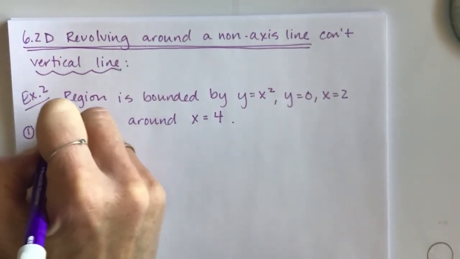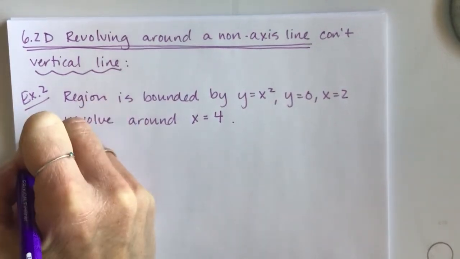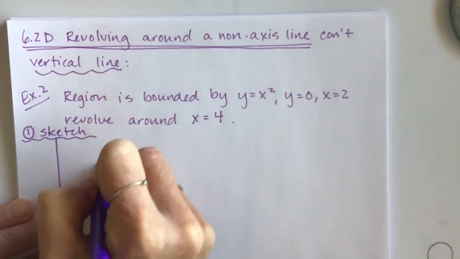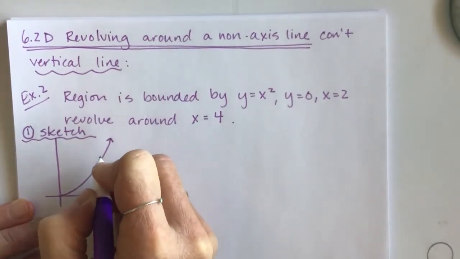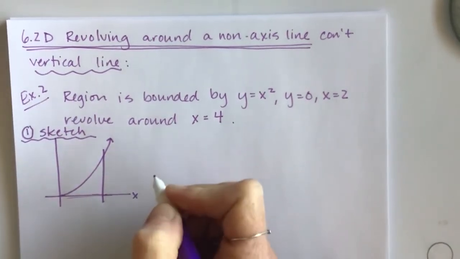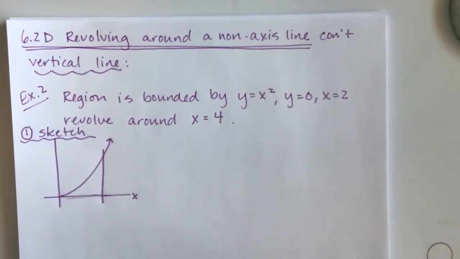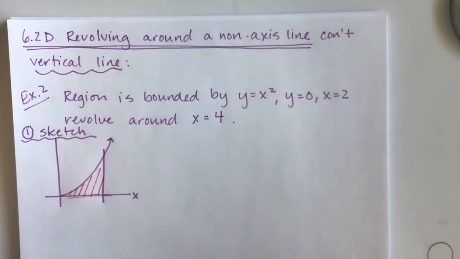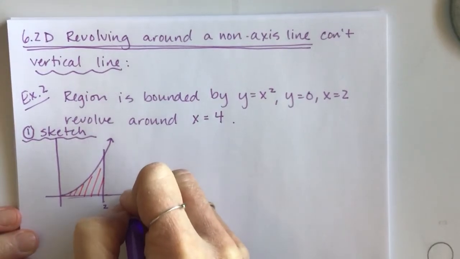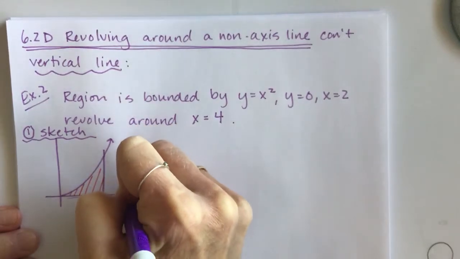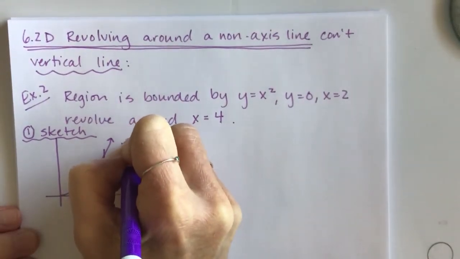Okay, so here we're going to do that 2D sketch, and if we got a good 2D sketch, we are home free. So y equals x squared, x equals 2, and y equals 0 is the x-axis. So we've got our region here. Okay, and then 2, and then we are going to revolve around x equals 4. So this is our axis of revolution right here.